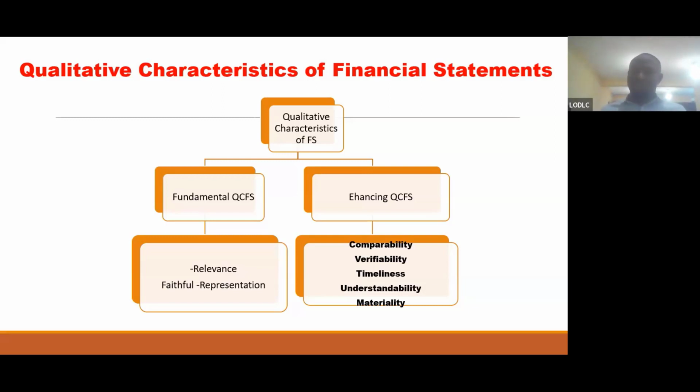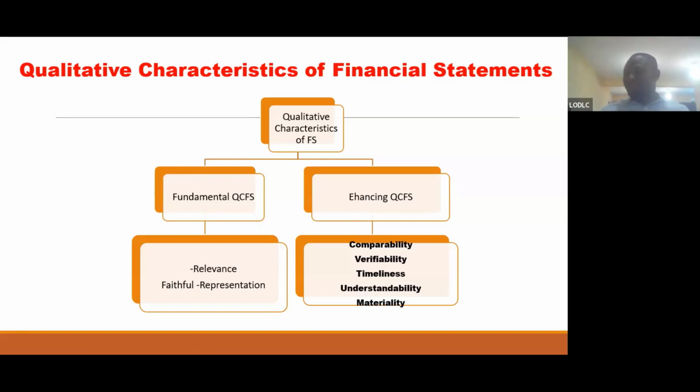Another interesting thing about relevance is that relevant information should be capable of making a difference in the financial reporting of an organization. What we mean by making a difference is that if you are able to compare the financial statements of a particular organization to that of another organization, you can see that you have made a difference. That shows that the financial statement is relevant.